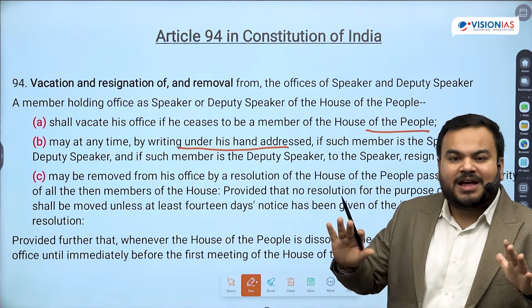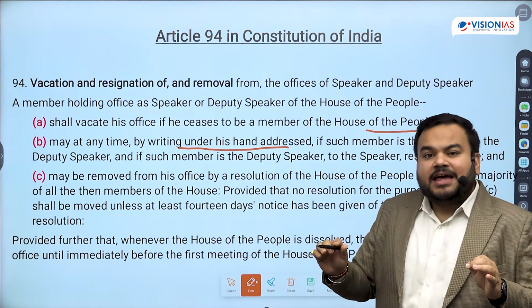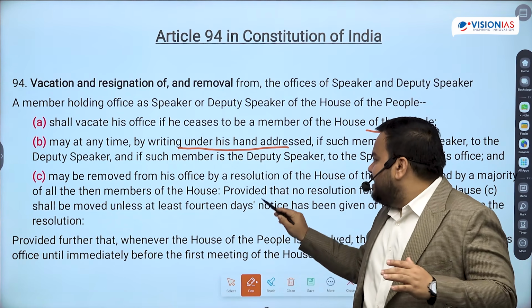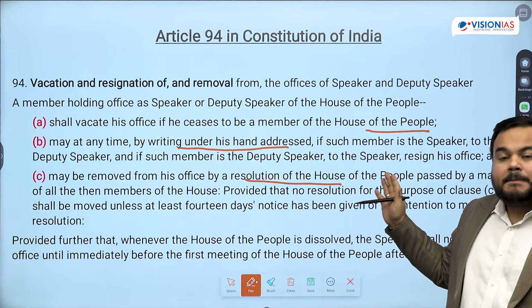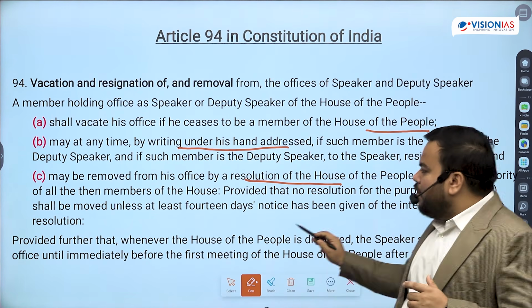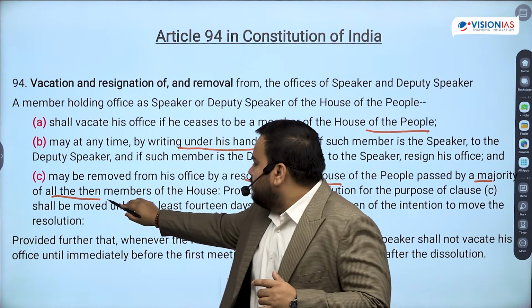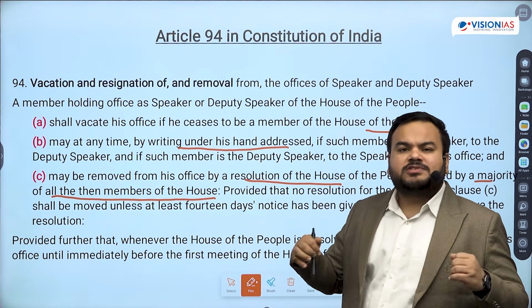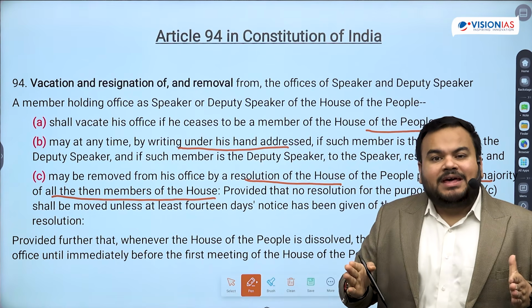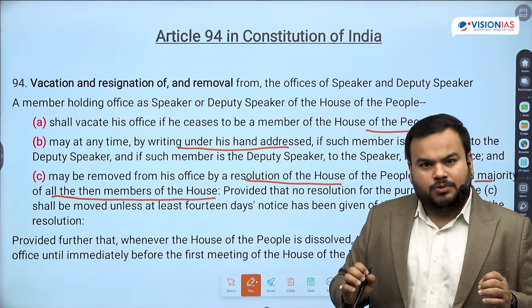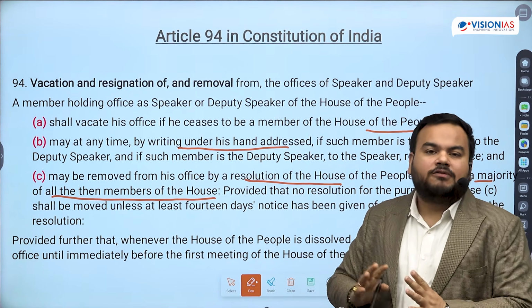Now the third condition, that is Article 94 Clause C, which is the news and why we are discussing this whole idea, that he can be removed from his office by a resolution of the House of the People, that is the Lok Sabha, passed by a majority of all the then members of the House. Again, you must have seen many a times, or you must have read that we require effective majority for the removal process of the Speaker of Lok Sabha.